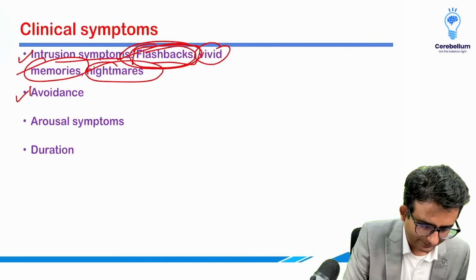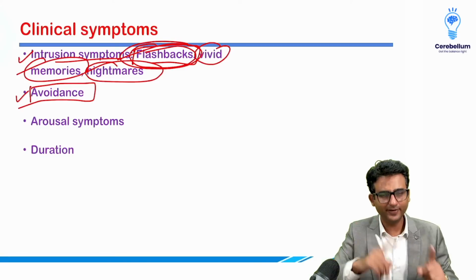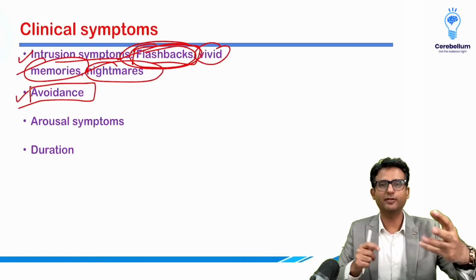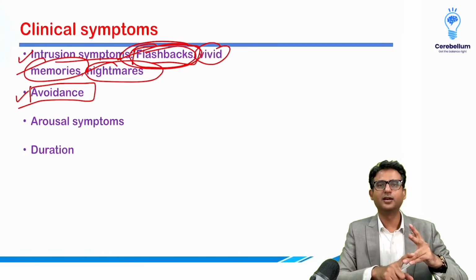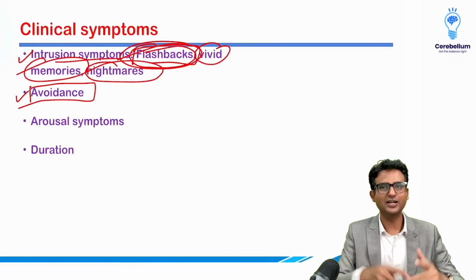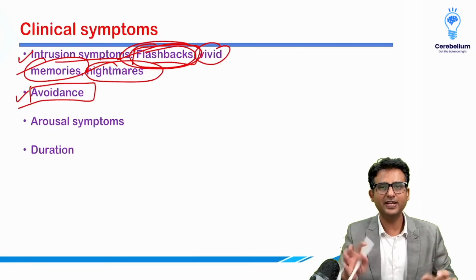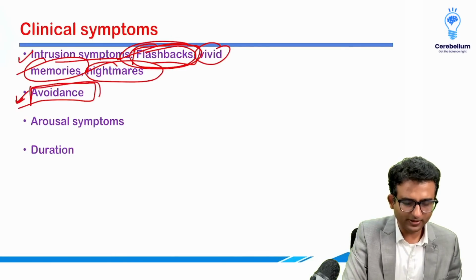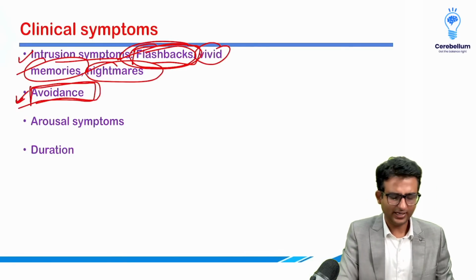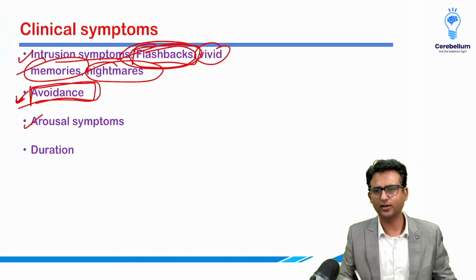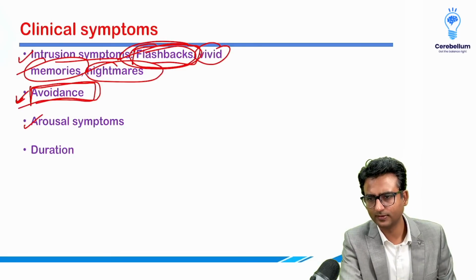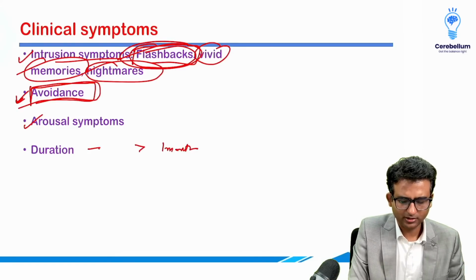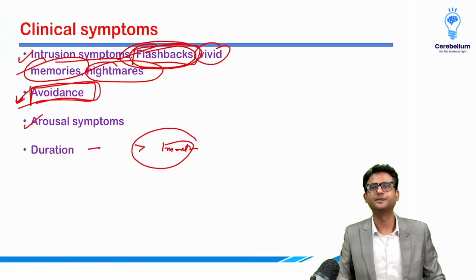Then I have avoidance. I avoid everything that reminds me of that trauma. For example, I never go to Hyderabad again. For example, I stop driving. I stop teaching. I stop even eating biryani, because eating biryani reminds me of Hyderabad, right? Anything that reminds me of the trauma is avoided by me. And then there are anxiety symptoms also, right? Arousal symptoms also. The duration of symptoms should be at least 1 month to make the diagnosis of PTSD.